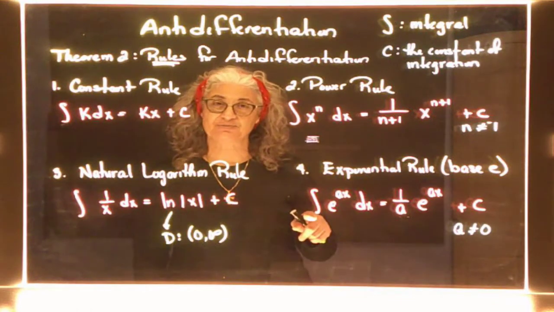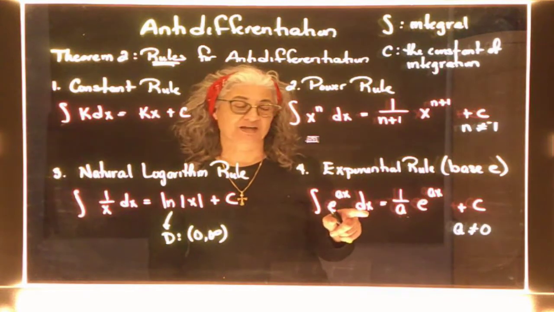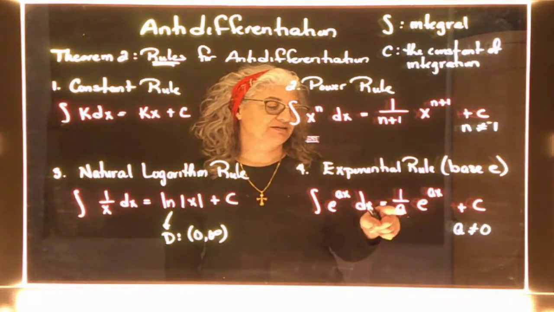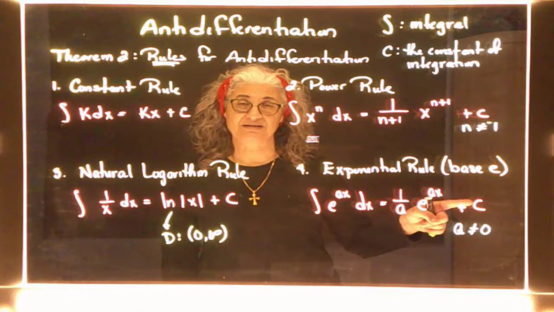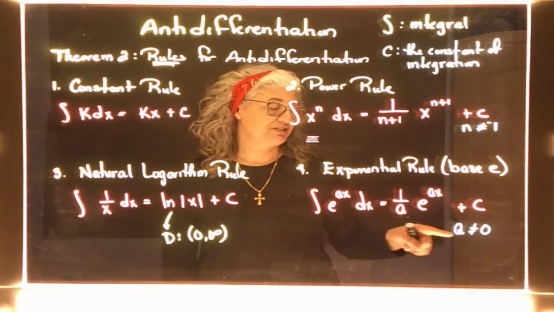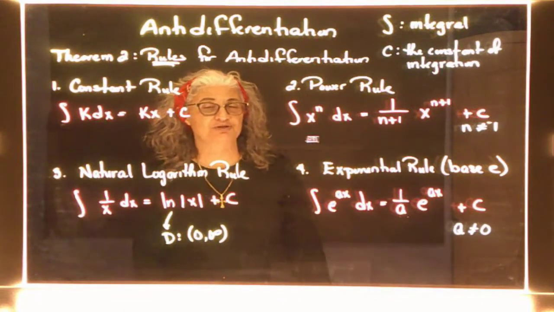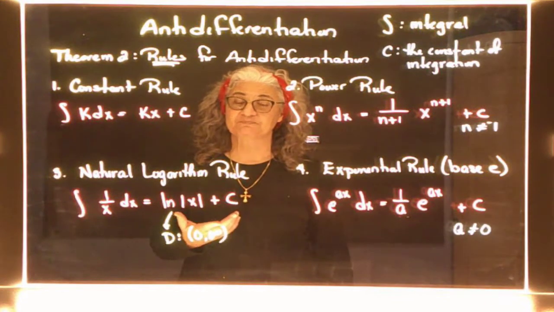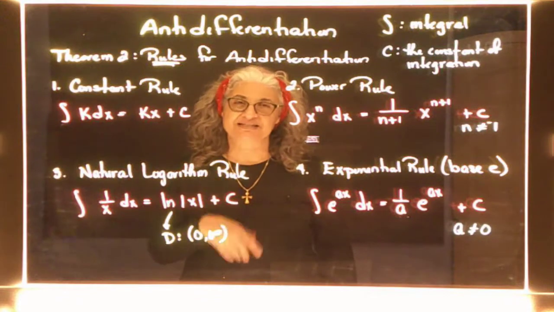So I'm taking the antiderivative of e to the ax with respect to x. And when I do that, I end up with 1 over a times e to the ax plus c, some constant. Notation: a can't be 0, otherwise things blow up. It's undefined. That doesn't work for us. Good? Okay. I have one more theorem, and then after that theorem, we're going to get into some examples.